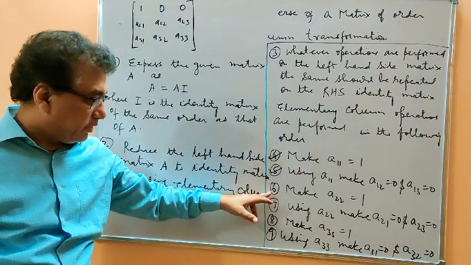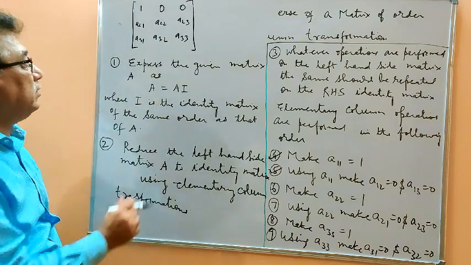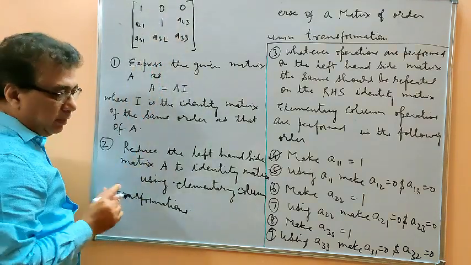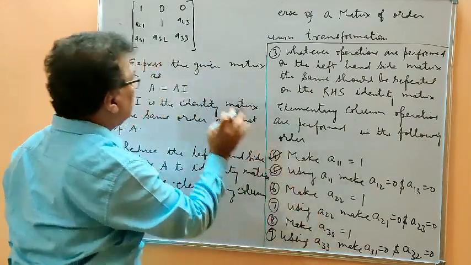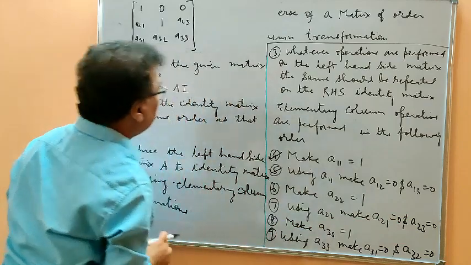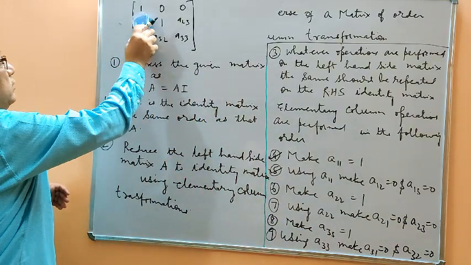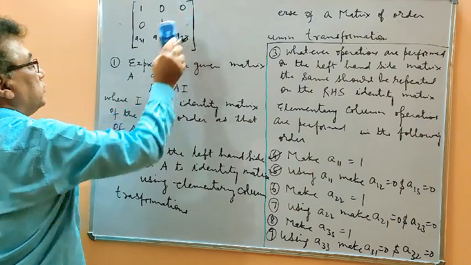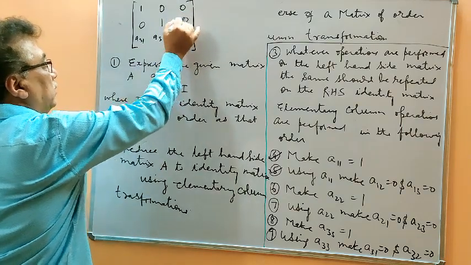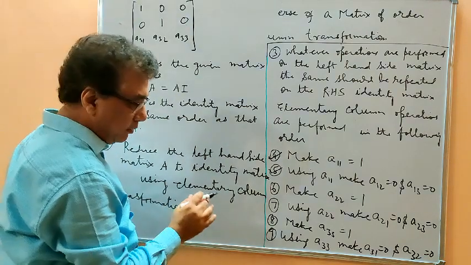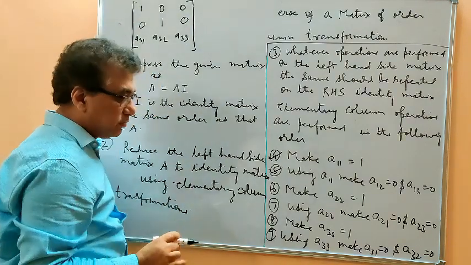Now what is step number 6? Make A22 1. That means this element should be transformed into 1, and then using A22, that is using 1, you have to make A21 0 and A23 0. So this is A21, this has to be made 0, and this is A23, this is 0. The operations you have to decide, and that is the main expertise of solving such questions.